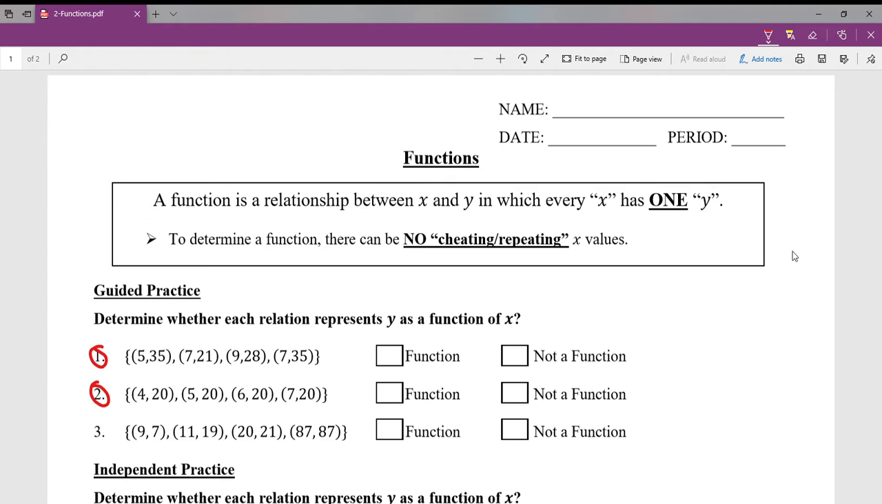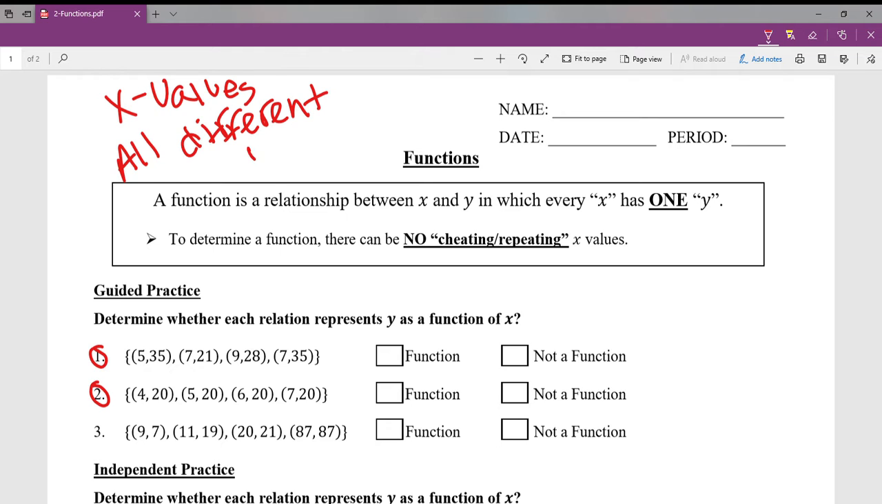Okay, so I know you guys did some function, non-function last year, so this should just be a review. So just as a quick review, remember that all we're looking at for functions is the x values. So with the x values, if they're all different, then yes, it is a function. If any of the x values repeat, then no, it is not a function.